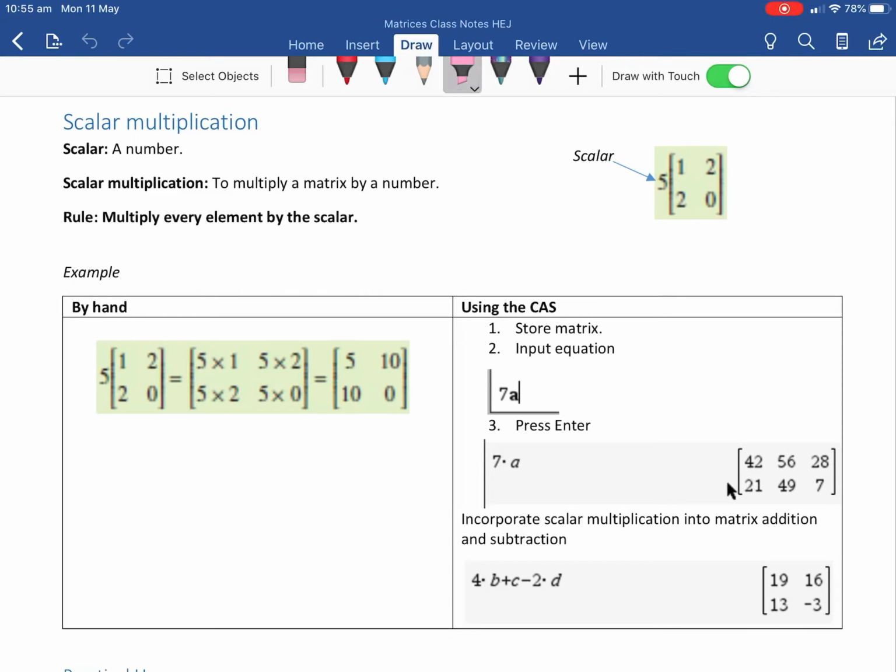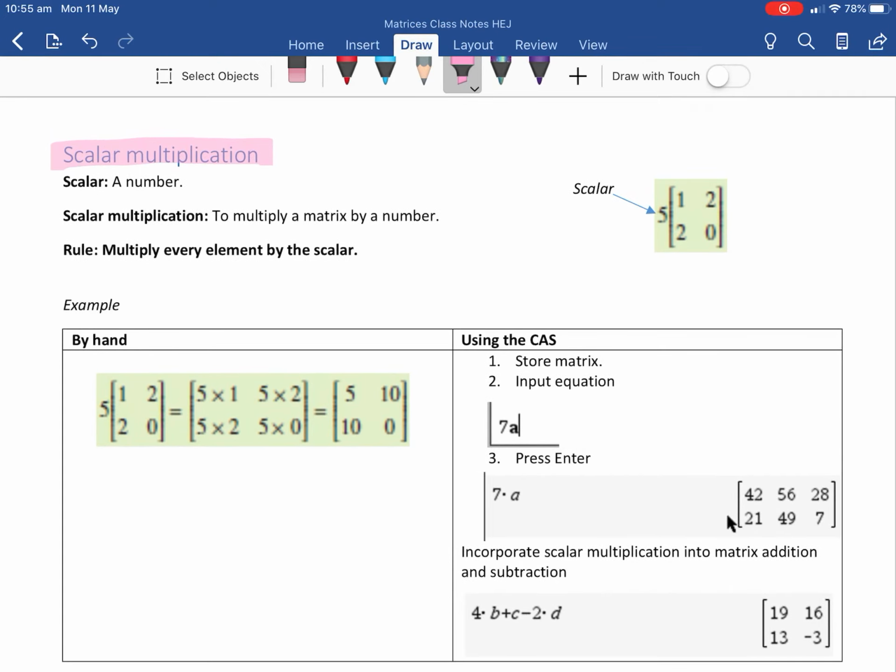Okay, so today we're looking at scalar multiplication. Multiplication, we all know what that is. Scalar is just a number. So scalar multiplication is when we're multiplying a matrix by a number. Just breaking that down for you.